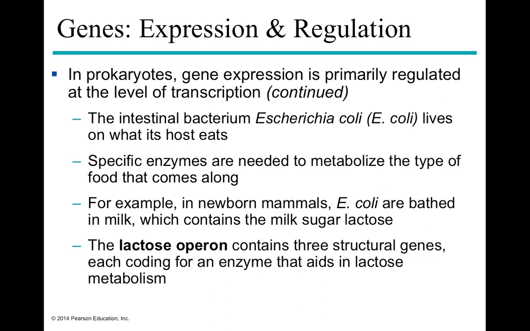So in bacteria, E. coli, you might be familiar with this. It's been a pretty nasty little bugger, and it makes the news every once in a while in food poisoning cases. Most E. coli are fine, but there are some E. coli, O157, for example, that can be very deadly. But we're just talking about a regular intestinal bacterium, a normal E. coli in your intestines. And this E. coli needs specific enzymes to metabolize the food that comes along.